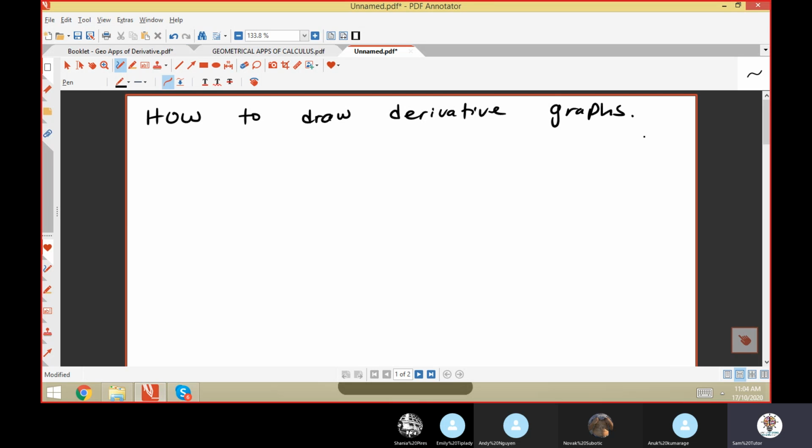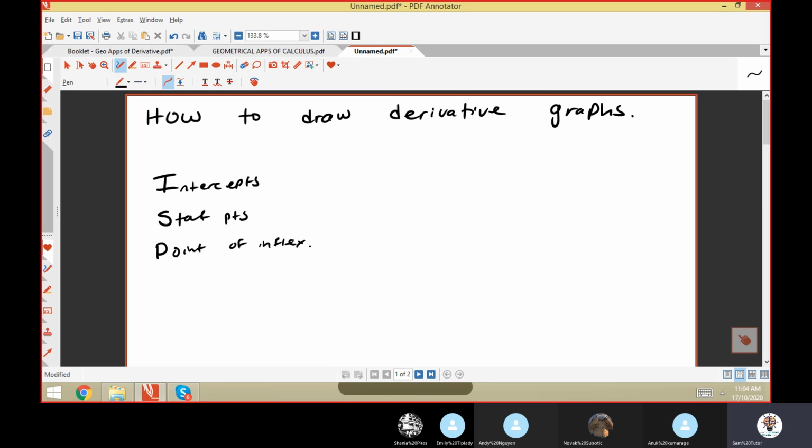So let's do it. How to draw derivative graphs. We're going to follow what I call ISP. ISP. Intercepts. What do you think S stands for? Stationary points. Stat points. And then P? Points of inflection. Point of inflection. Good work.